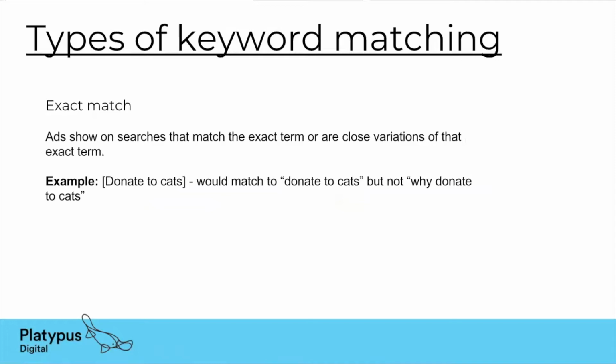And then on exact match, it's only going to show in searches that match that exact term or very close variations of that exact term. So you use the square brackets to show that you're using exact match. Donate to cats within those square brackets is going to match to donate to cats, but it isn't going to show up for why donate to cats. So it's really just that exact phrase that you're looking for.